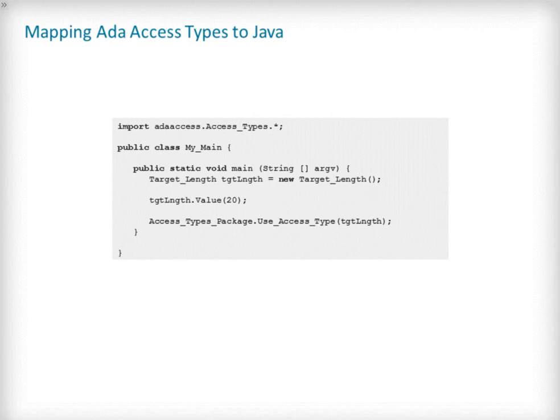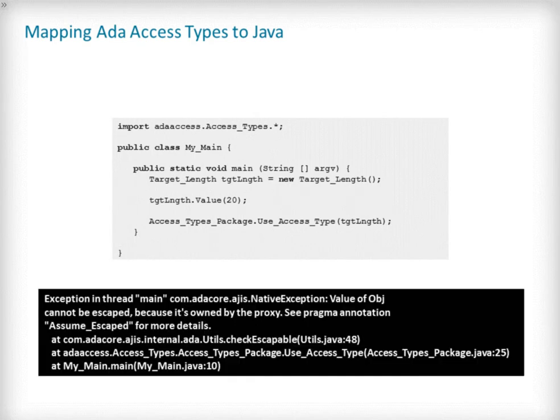We've instantiated an object of our target type, modified its field value, and then passed it to the use access type Ada subprogram. Notice the object is passed in exactly the same way as if it had been a non-access type object. Ada to Java has taken care of ensuring the Ada subprogram receives the parameter argument correctly. But in fact this code will fail to run, with a runtime exception being raised and a message that indicates the value of obj cannot be escaped.